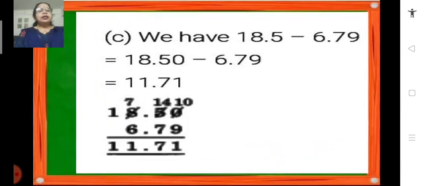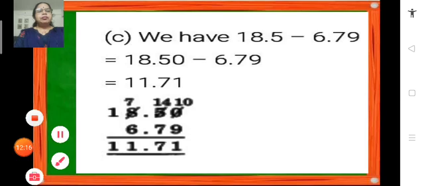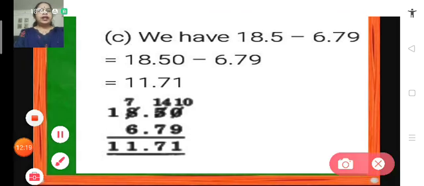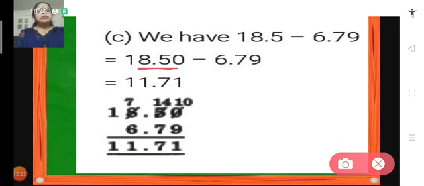Next we have 18.5 minus 6.79. So to make them like decimals, we write 18.5 as 18.50 and we have 6.79. So we can write them in columns according to the place values, aligning the decimal points, and start subtraction from the extreme right. So here in the hundredths place we have 0, 0 minus 9, we cannot subtract. So we borrow 1 from tenths and it becomes 10. So 10 minus 9, we get 1.